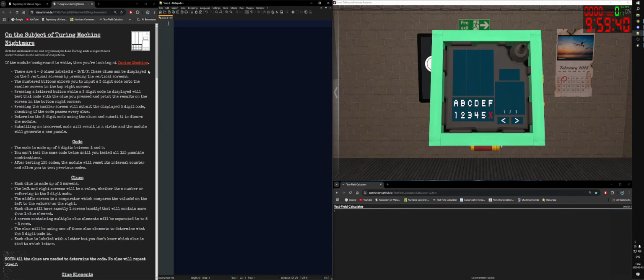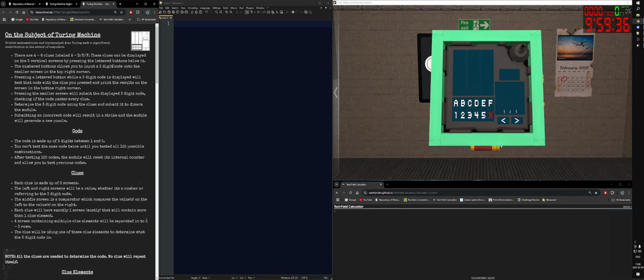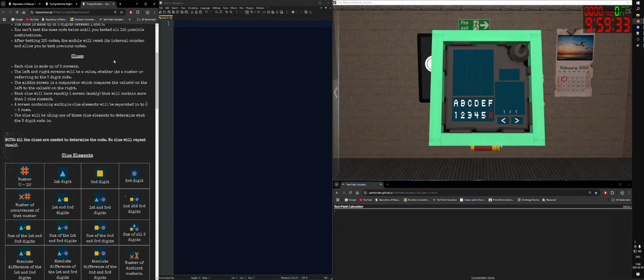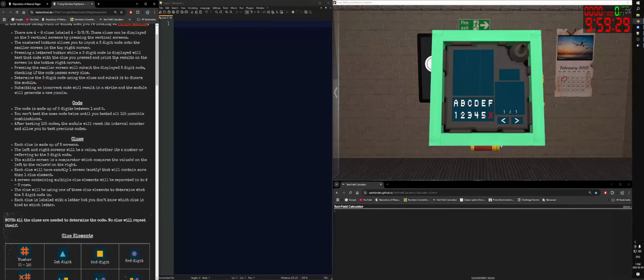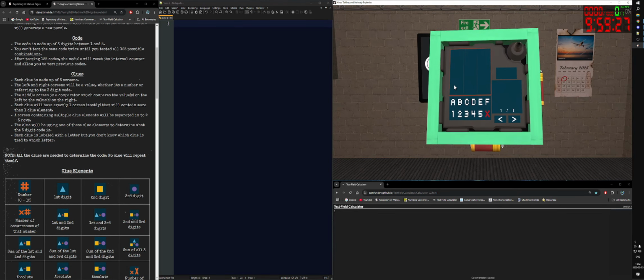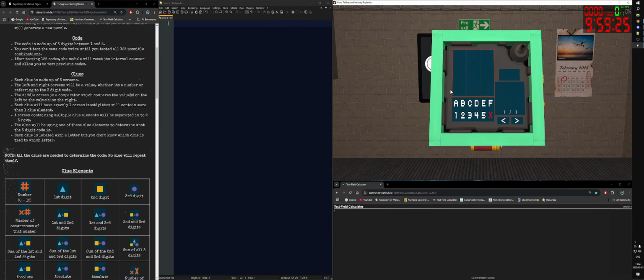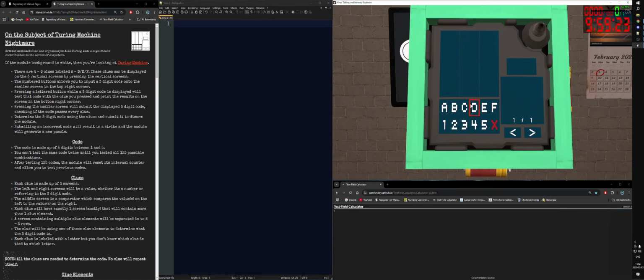If you're familiar with the module Turing Machine, this module should not really be a problem to you. However, if you do not know the module, don't worry, I'll explain it here. This module contains 6 letters and 6 lettered buttons and 5 number buttons, as well as 3 different displays.